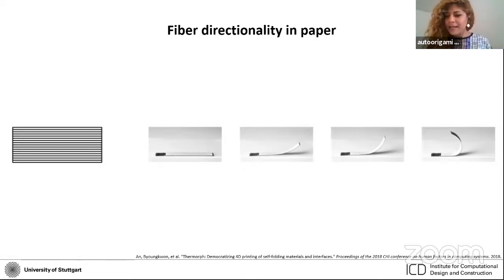And then based on that, we know that if we cut strips on it and make a bilayer, what orientation the strip is going to bend. Next slide.